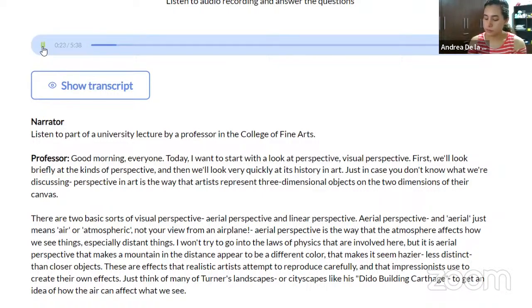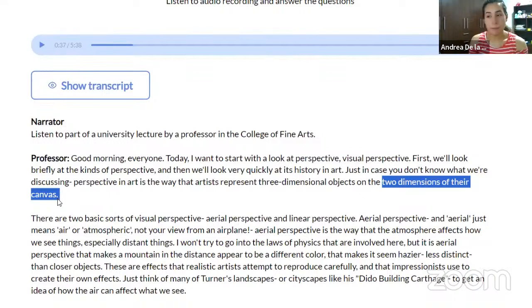In case you don't know what we're discussing, perspective in art is the way that artists represent three-dimensional objects on the two dimensions of their canvas. There are two basic sorts of visual perspective. Aerial perspective.